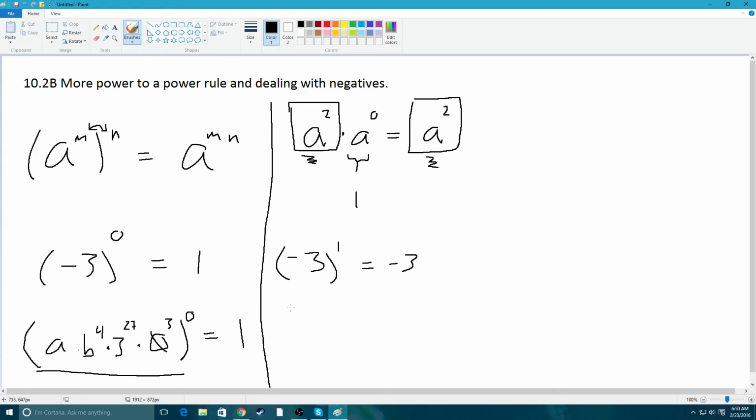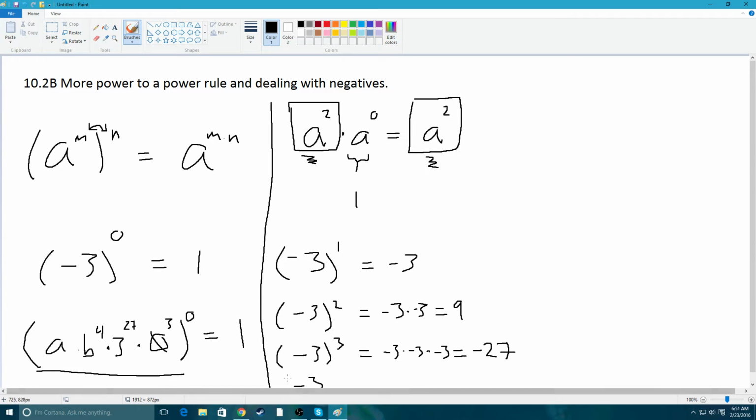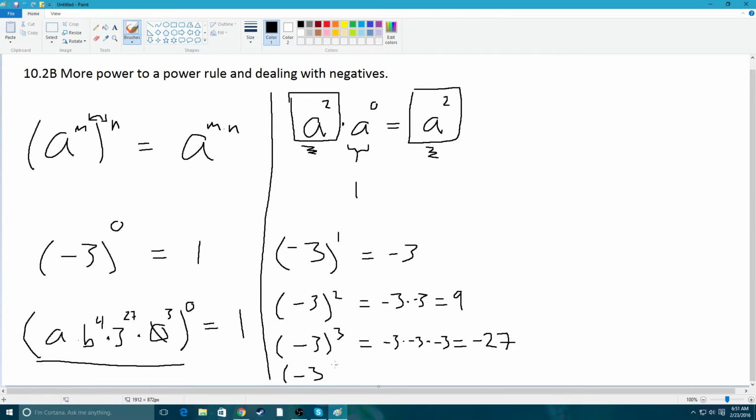is -3. -3 to the 2nd power is -3 times -3, which equals +9. -3 to the 3rd power is -3 times -3 times -3, which is -27. And -3 to the 4th power comes out to +81.